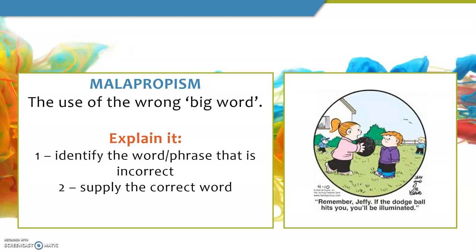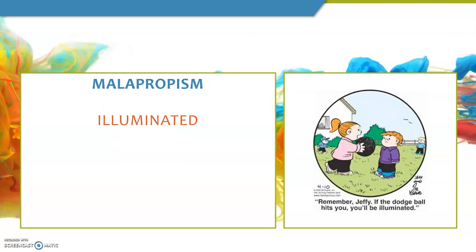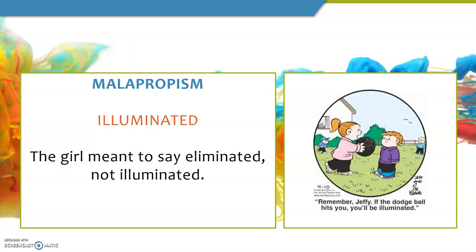So how do you explain a malapropism? Well, you need to identify the word that is incorrect and then supply the correct word. So in this situation, her use of the word illuminated is incorrect, because illuminated means to light up. What she meant to say was eliminated. In other words, if the dodgeball hits you, you're out of the game, not that you'll be lit up like a Christmas tree.